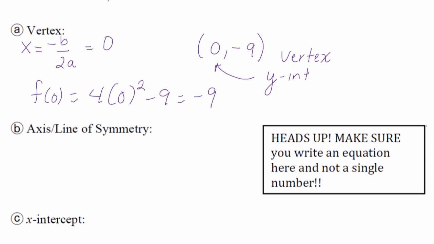The axis of symmetry is the vertical line that's going to go through that vertex. So that's going to be given by the equation x equals 0, remembering again that x equals a number is the general equation of a vertical line, right? And our vertical line has to go through 0, negative 9, the vertex, so x must be 0.